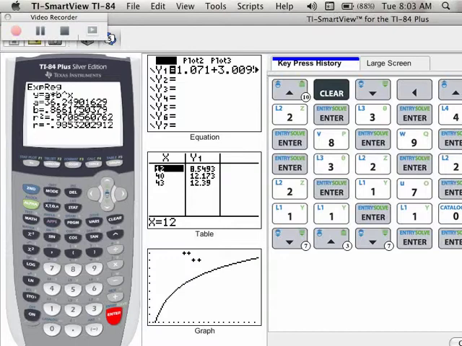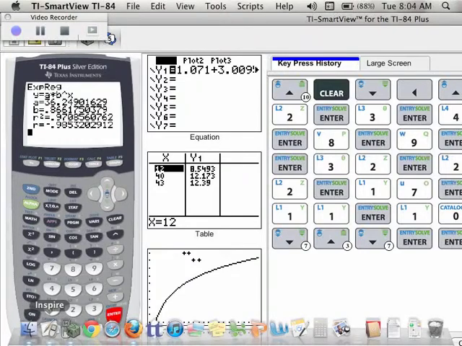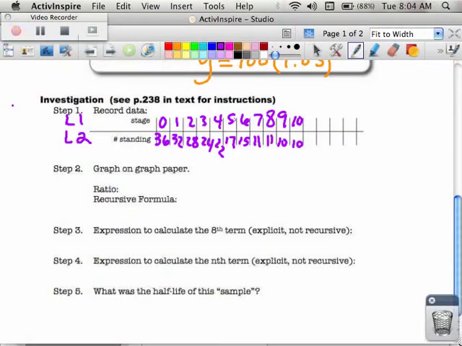Now this 36.25 supposedly is our starting value, but we actually already know our starting value. What was our starting value? 36. So that's off a little bit, but it's basing it on all the data that it collected. But I want to talk about this 0.866. So let me show you something about that. If I go back into my notes now, they talk about how to find the ratio.